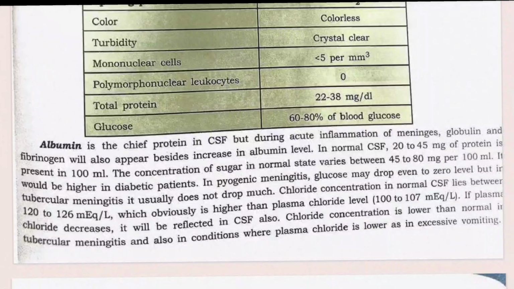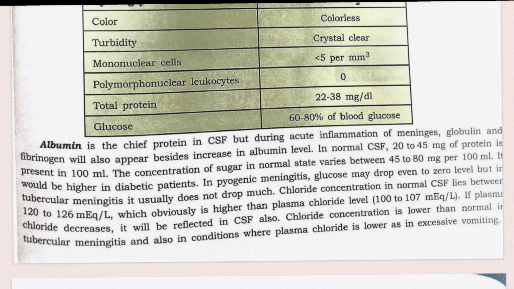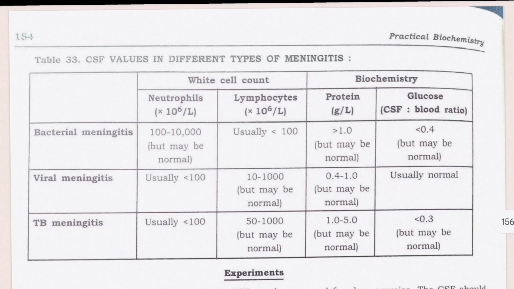Chloride concentration in normal CSF lies between 120 to 126 milliequivalent per liter, which obviously is higher than plasma chloride level, 100 to 107 milliequivalent per liter. If plasma chloride decreases, it will be reflected in CSF also. Chloride concentration is lower than normal in tubercular meningitis and also in conditions where plasma chloride is lower, as in excessive vomiting. Table 33, CSF values in different types of meningitis.